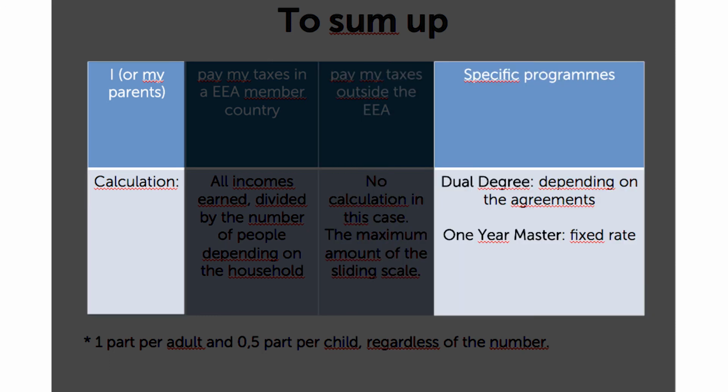If you are a dual degree student, please refer to your academic programme to find out more about your tuition fees. If you are enrolled on a 1-year master programme, you are not concerned by tuition calculation because fixed fees apply. For more information about tuition fees, visit our website.